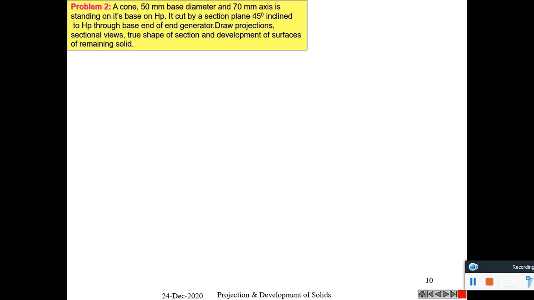Another problem: a cone 50 mm base diameter and 30 mm axis is standing on its base on HP. It is cut by a section plane 45° inclined to HP through base and generator. Draw projections, sectional views, true shape of section and development of surfaces of the remaining solid.